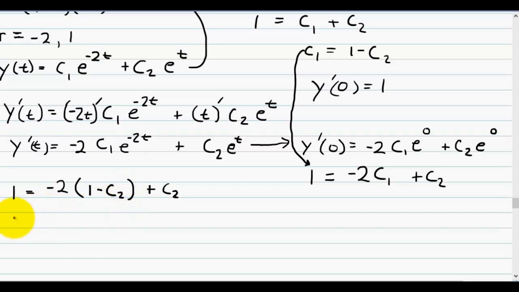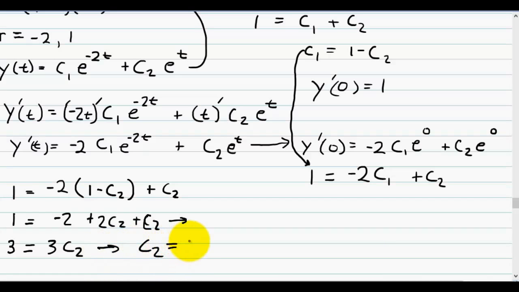Once we do that, we're going to get 1 is equal to, multiply that in, negative 2 plus 2C2 plus C2. Continuing on, I'm going to move the negative 2 to this side, which gives me 3 is equal to 3C2. I'm going to divide that out, and I get C2 is equal to 1.